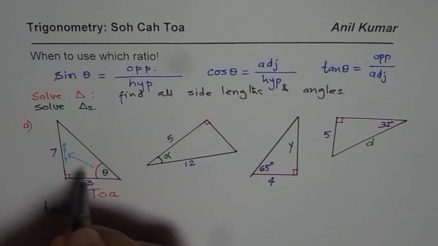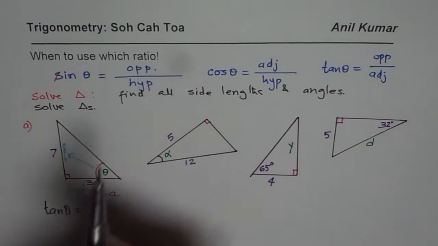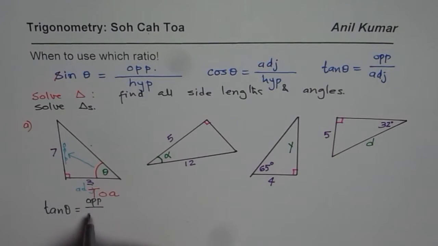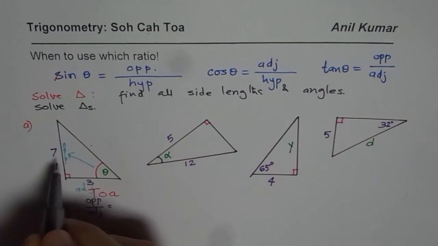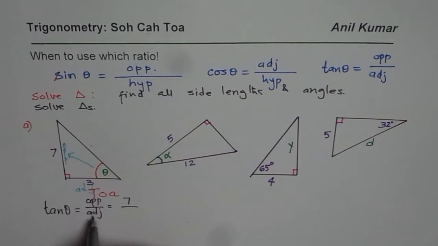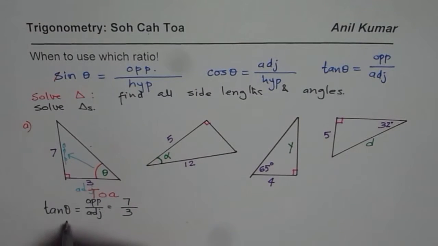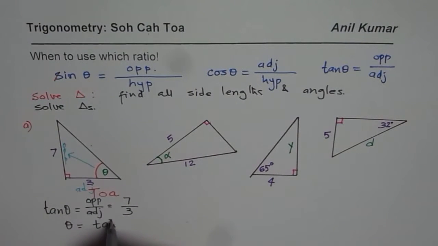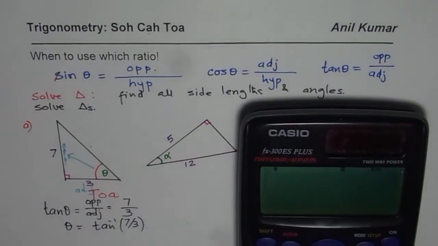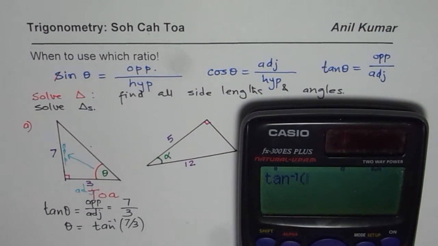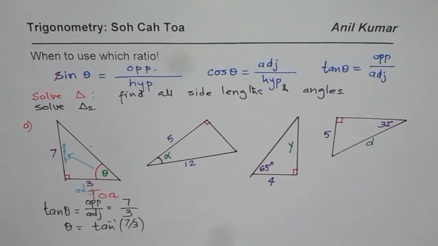equals opposite over adjacent, just to remember all this, right? Opposite side is 7 and adjacent is 3. So we know tan theta is 7 over 3, and that helps to solve this particular triangle. And whenever tan theta is something, then theta is tan inverse, right? Theta is tan inverse of 7 over 3. Then use your calculator and say shift tan inverse, within bracket 7 divided by 3, bracket close, equals, and you get 66.80 as your answer, right?